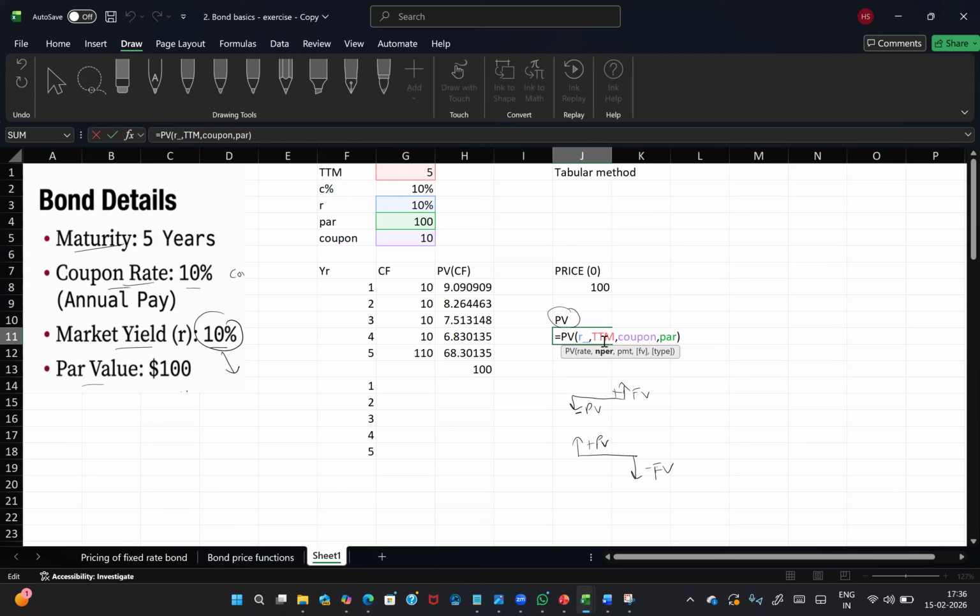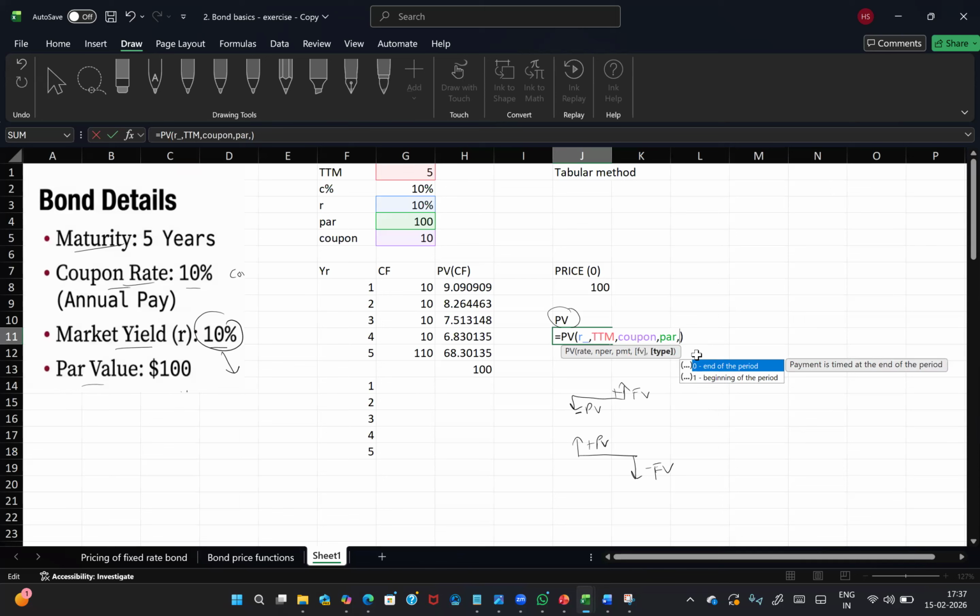Rate, which is the yield on the bond, then the number of periods, which is time to maturity, then comes the constant coupon, which you earn in absolute dollar terms. Then comes the future value, which in this case is always the par value, because that is what is returned back to the investor by the issuer. And then you have type.